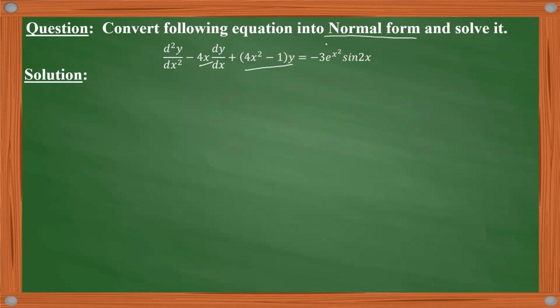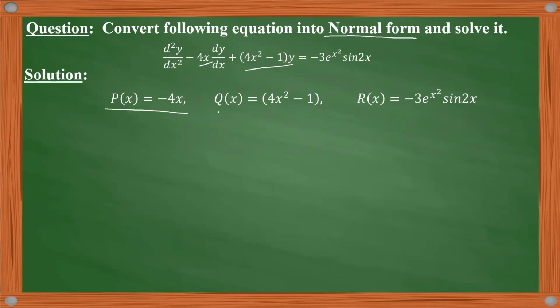So whether it is given or not in the question, we can judge by this method. Now first we will identify its px, that is minus 4x. This term is its qx, and rx will be equal to minus 3 e power x square into sine of 2x.